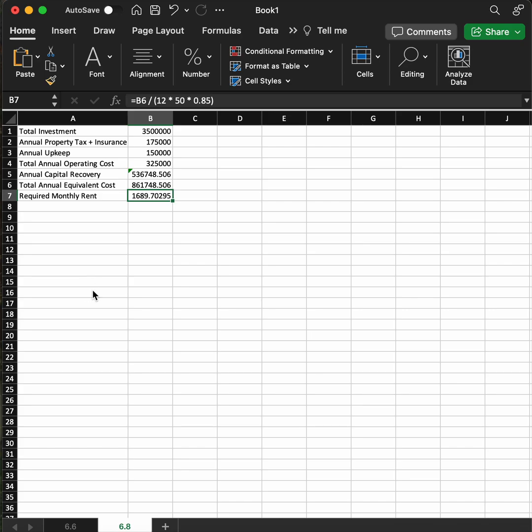And to wrap up, in example 6.6, we used the annual worth analysis to calculate flying cost. And in example 6.8, we applied it to rental pricing. Converting everything into equivalent annual costs helps us make better financial decisions.